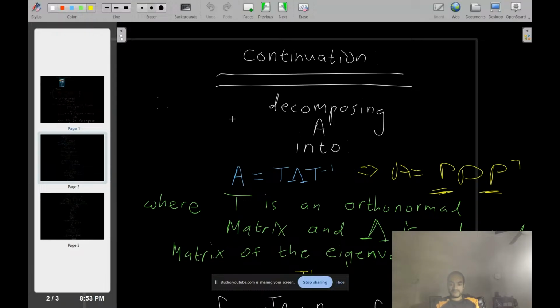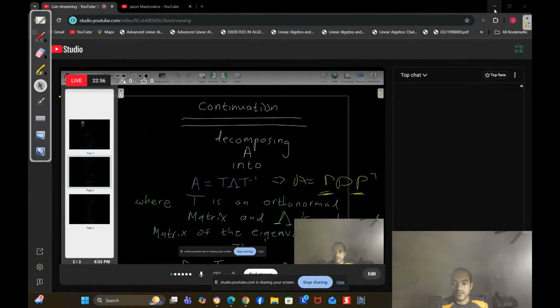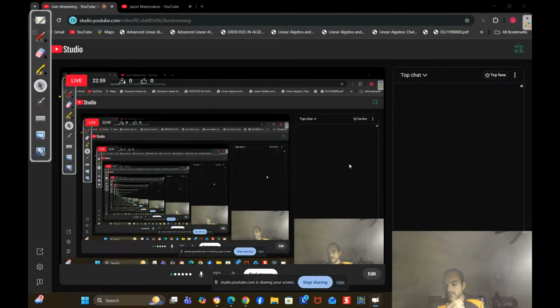Let me explain what these new variables are. T is an orthonormal matrix. You should know what orthonormal matrices are. Does anyone know what an orthonormal matrix is? Can anyone tell me what an orthonormal matrix is?